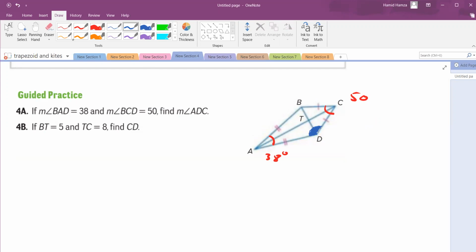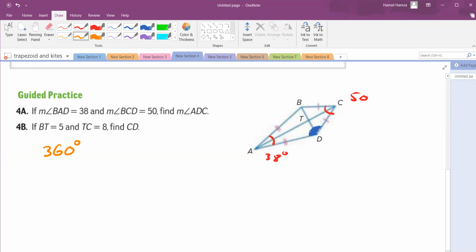So let me ask you a question. What is the sum of the measures of the interior angles of a quadrilateral? Yes, guys, what is the sum? I told you to memorize this. The sum of the interior angles of a quadrilateral equals 360 degrees.